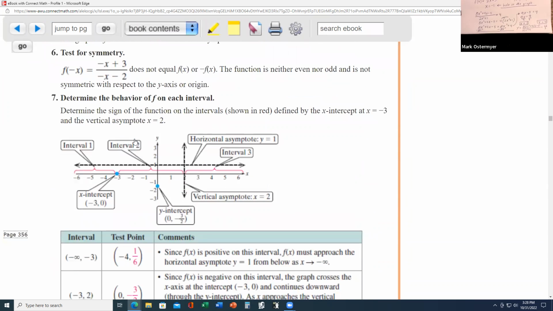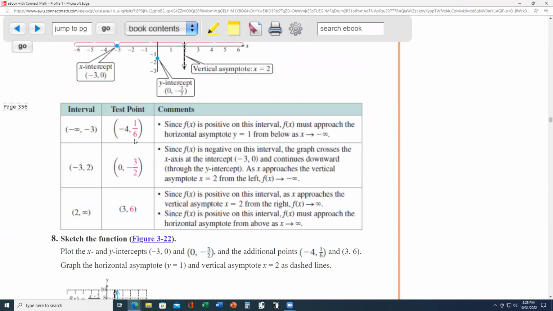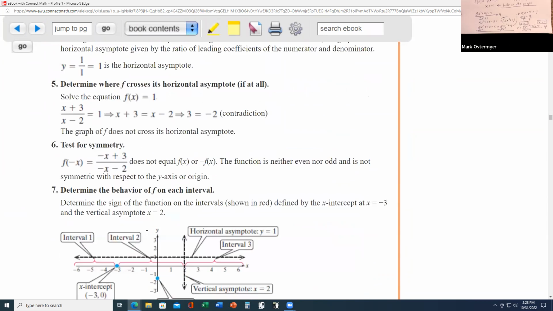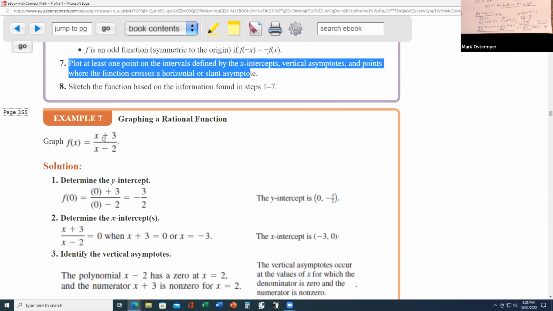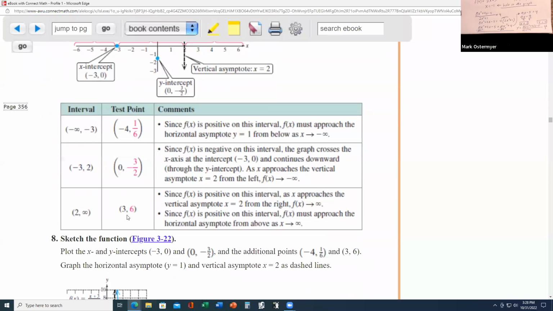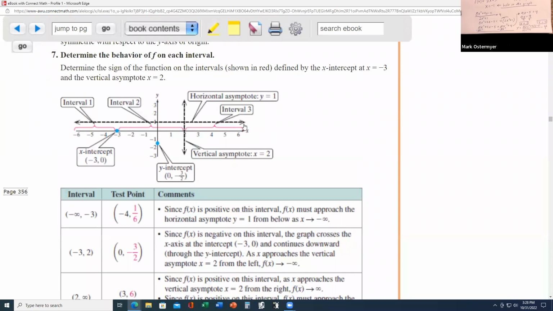Wait a minute, what did they pick? 3. I'm sorry, they picked 3. My bad. They picked +3 in this interval to the right. They put 3 in. And that would be 3 plus 3 over 3 minus 2, which would be 6 over 1, or 6. And so the point (3, 6) would lie where?